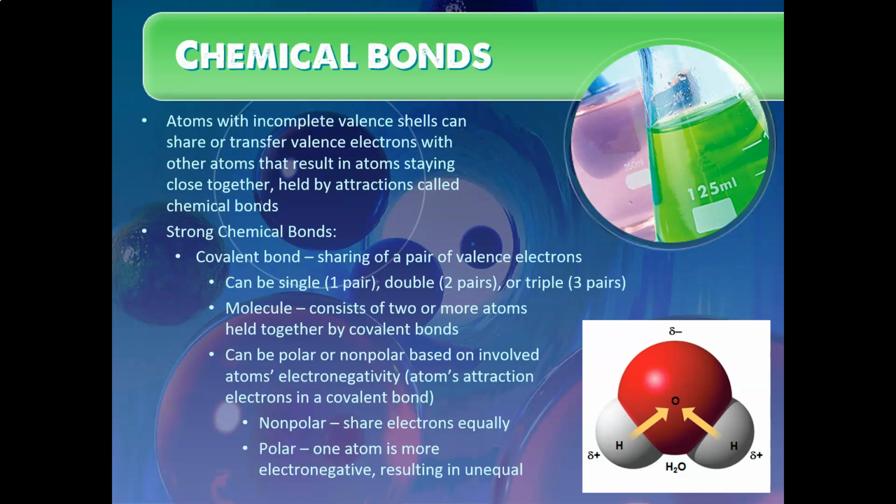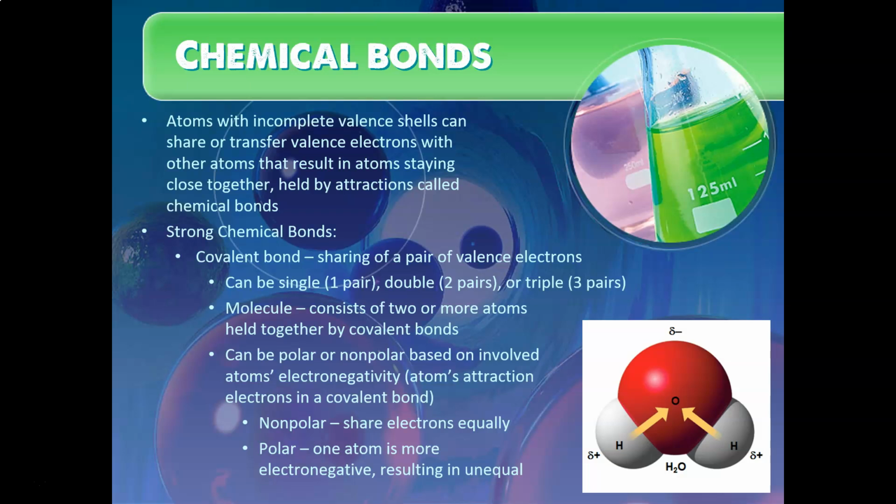Double bonds, so sharing two pairs of electrons, or a total of four. And a triple bond, where we're sharing three pairs of electrons, or a total of six. So when we look at chemical bonds, we're talking about our covalent bonds, I should say, we're looking at these molecules consisting of two or more atoms that are held together by chemical bonds. So we talk about a molecule of water, molecule of carbon dioxide, that kind of thing.